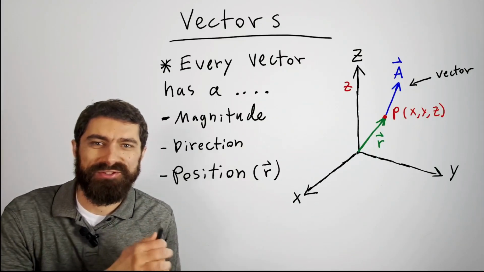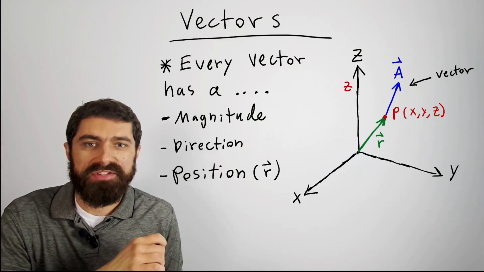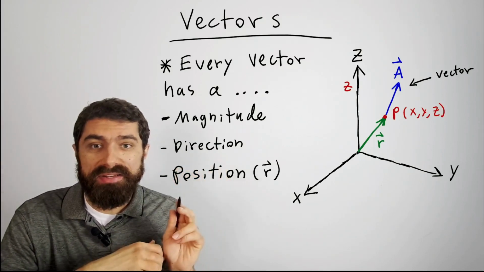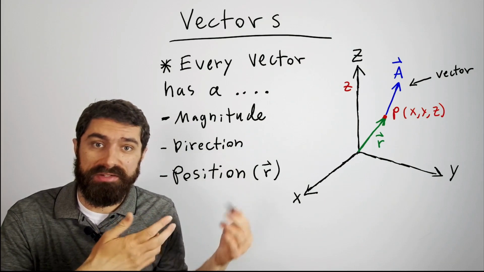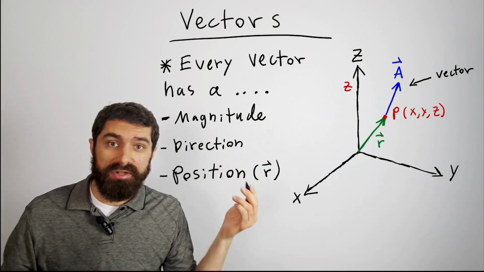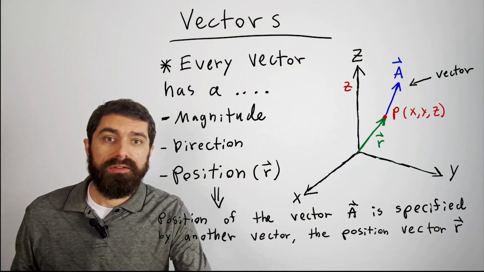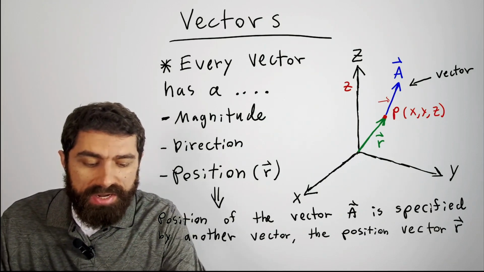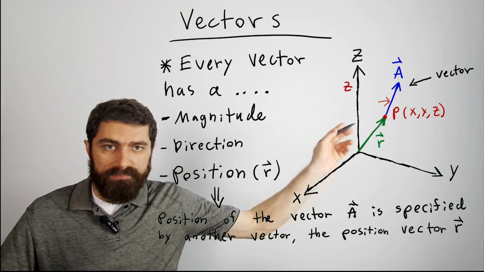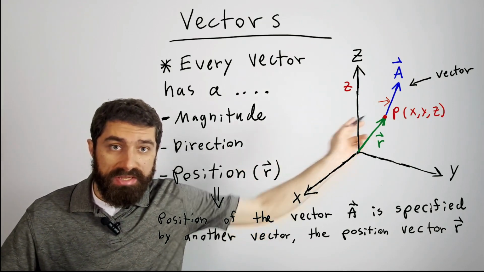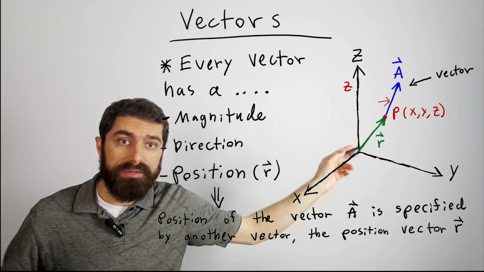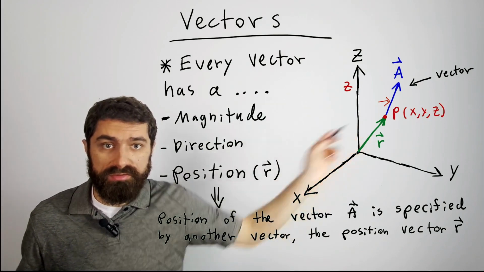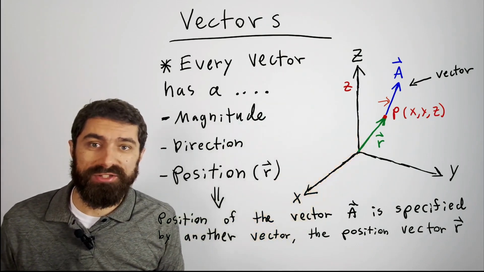Let's talk about vectors. Every vector has a magnitude, it has a direction, and it has a position that we specify with a position vector here. So here we've got our vector A, and it's at a point P, and we describe that point P with this vector here that goes from the origin to the point in question.